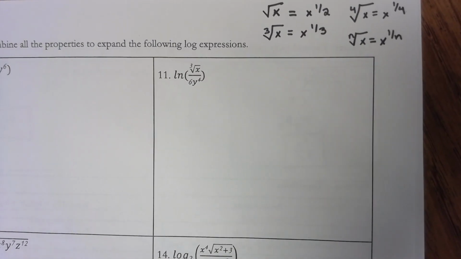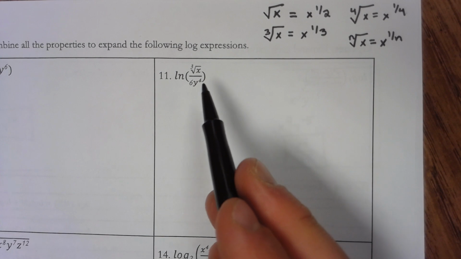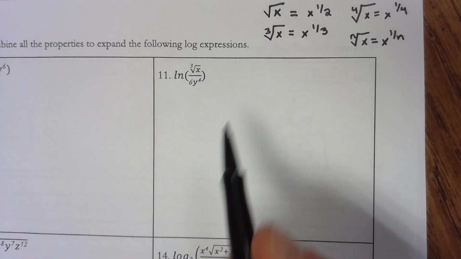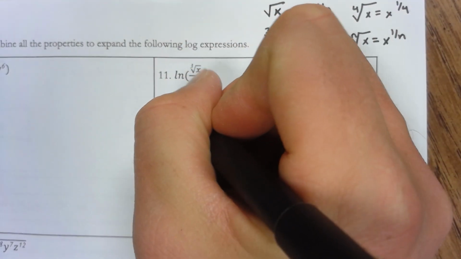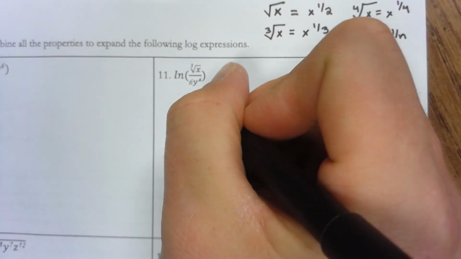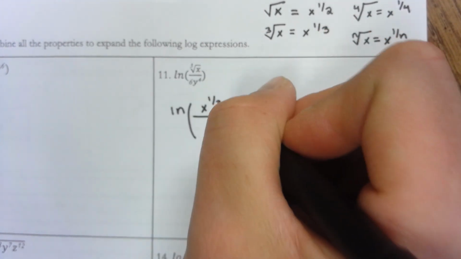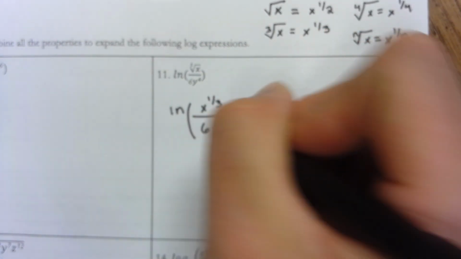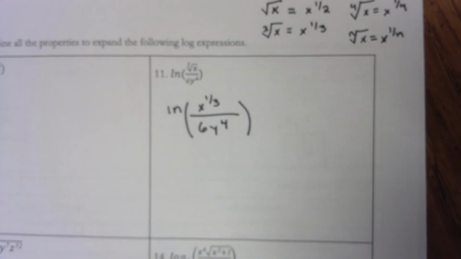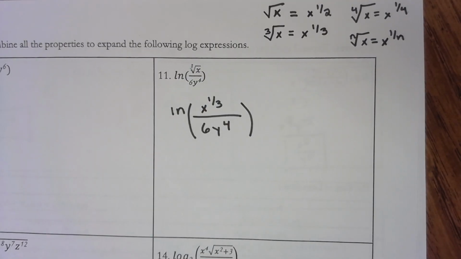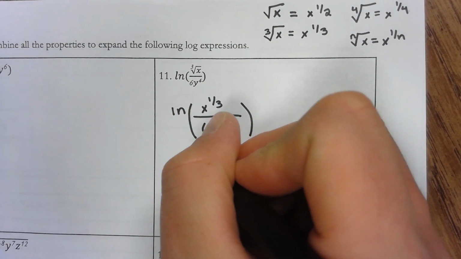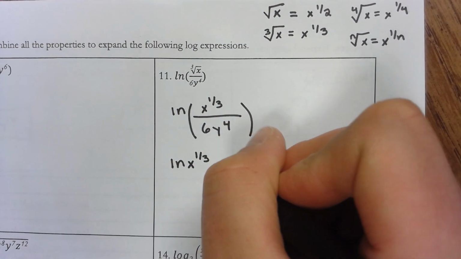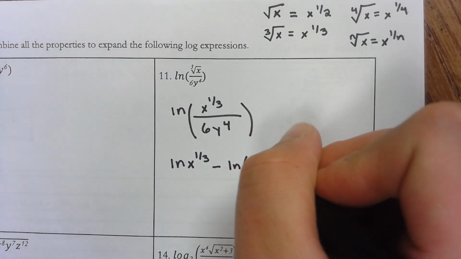So for number 11, I'm going to start by rewriting the cube root as x to the 1/3. That way it has an exponent now and allows me to apply some of these properties. So that's ln of x to the 1/3 power divided by 6y to the 4th. Then I'm going to expand this out, first dealing with that quotient. So I'm going to have 2 logs being subtracted from one another: natural log of x to the power of 1/3 minus the natural log of 6y to the 4th.